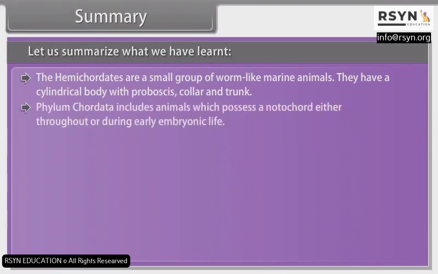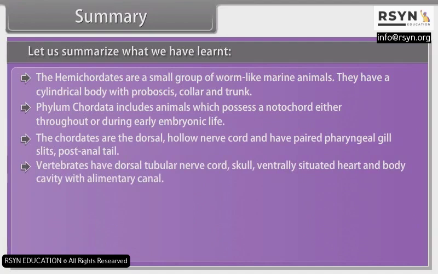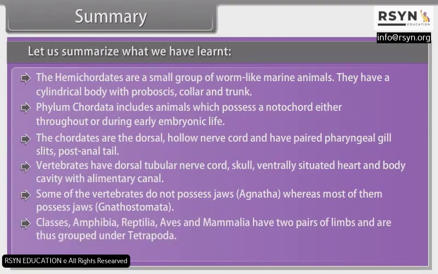Phylum Chordata includes animals which possess a notochord either throughout or during early embryonic life. The chordates have a dorsal hollow nerve cord, paired pharyngeal gill slits, and a post-anal tail. Vertebrates have dorsal tubular nerve cord, skull, ventrally situated heart and body cavity with alimentary canal. Some of the vertebrates do not possess jaw, Agnatha, whereas most of them possess jaw, Gnathostomata. Classes Amphibia, Reptilia, Aves and Mammalia have two pairs of limbs and are thus grouped under Tetrapoda.